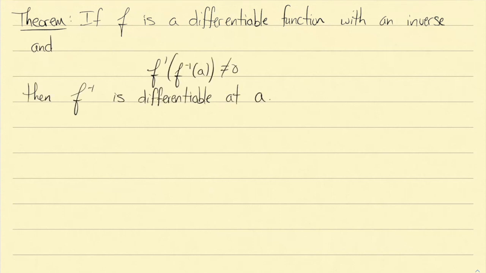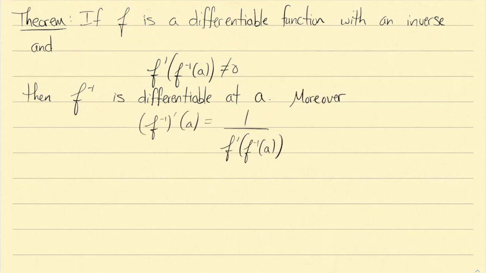So our theorem says that if we have a differentiable function f with an inverse, and we have this seemingly strange condition, the derivative of f evaluated at f inverse of a is not equal to 0, then we can conclude that f inverse is also differentiable at a. Moreover, we can explicitly compute the derivative.